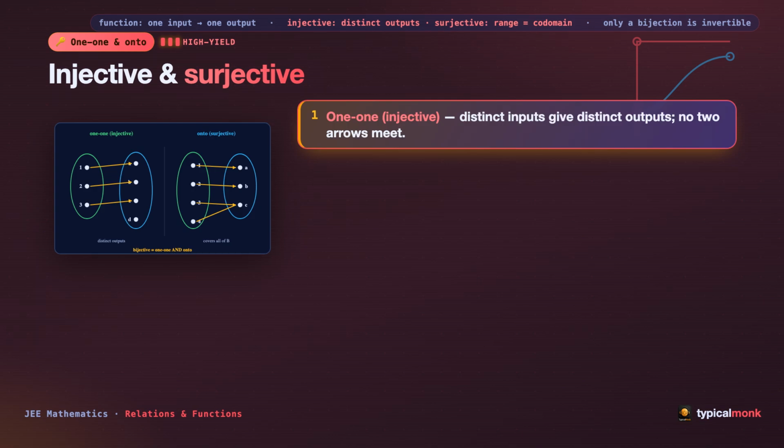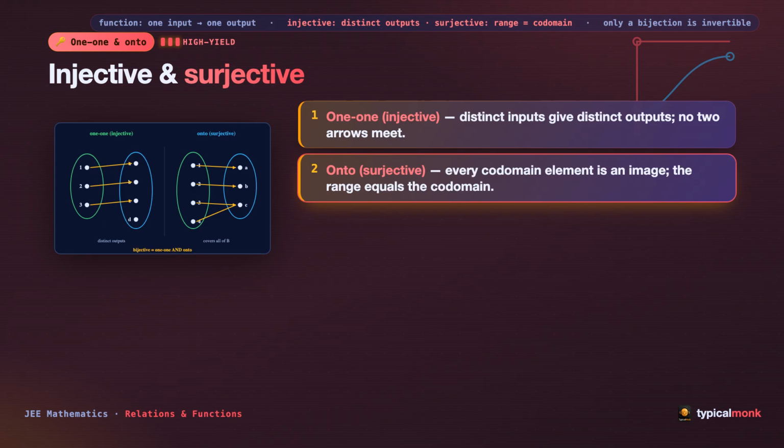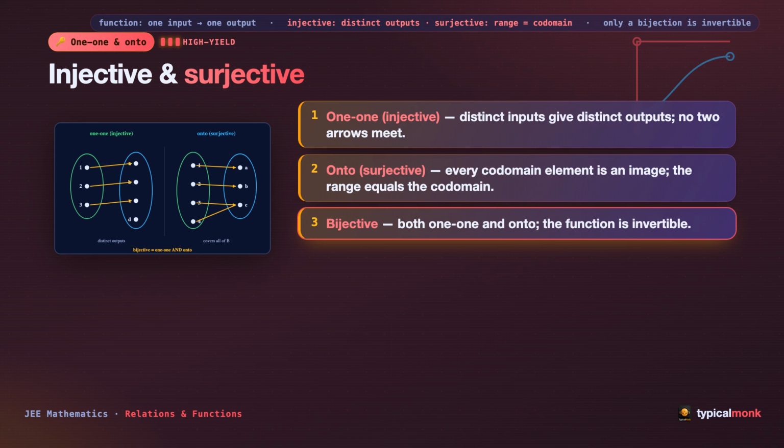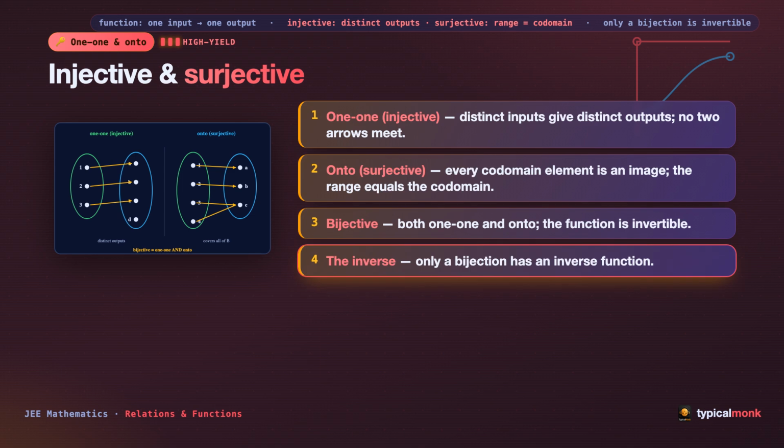Now look at the picture, the two key kinds. 1-1, injective. Distinct inputs give distinct outputs, no two arrows meet at the same point. Onto, surjective. Every codomain element is an image. The range equals the codomain. Bijective. Both 1-1 and onto, and such a function is invertible. The inverse. Only a bijection has an inverse function.